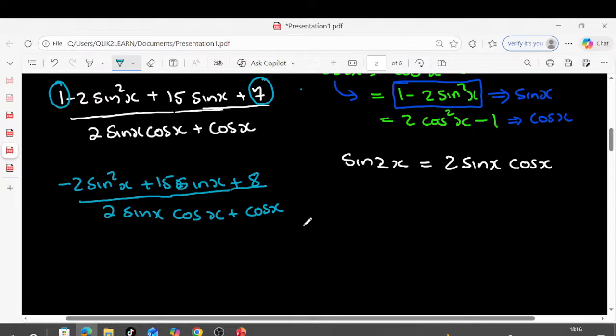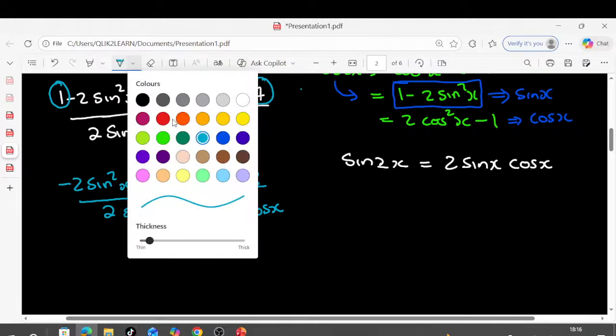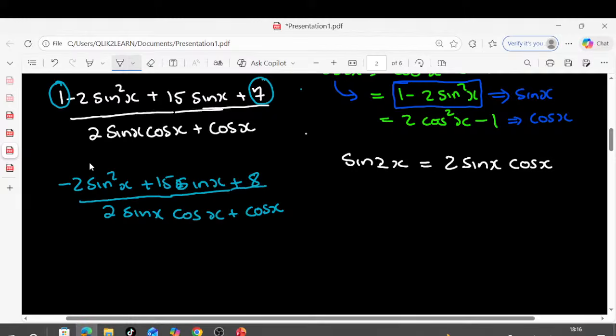Can we take out, remember, when we work with a quadratic equation, the most important thing is to make sure that the value of a, remember we said this is in the form of ax squared plus bx plus c. So the value of a should be positive. How can we make that -2 positive? How can we make it positive?